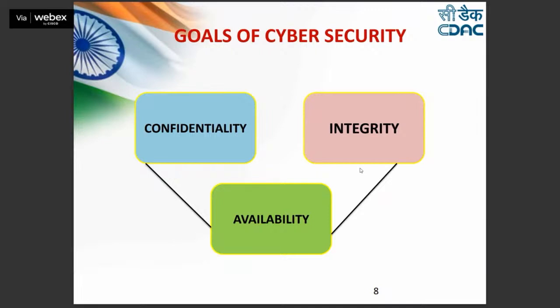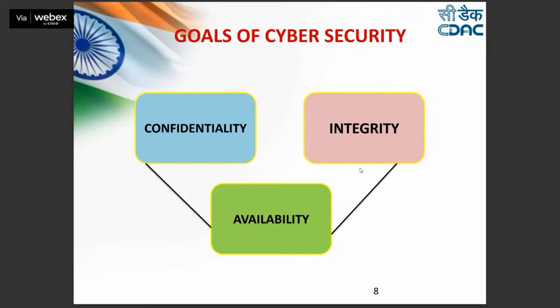Now, if we are talking about cybersecurity, it is very much essential for all of us to talk about the goals of cybersecurity, that what actually are the goals of cybersecurity. So talking about goals, cybersecurity works in 3 points, or we can say in 3 phases. First one is confidentiality, integrity, and availability. So in the first phase, that is confidentiality. Confidentiality means that only authorized persons can have access to a particular piece of information. Let me give you a very simple example.